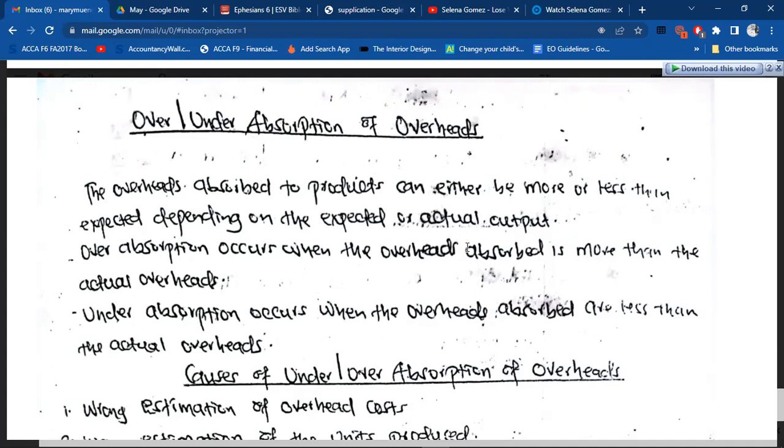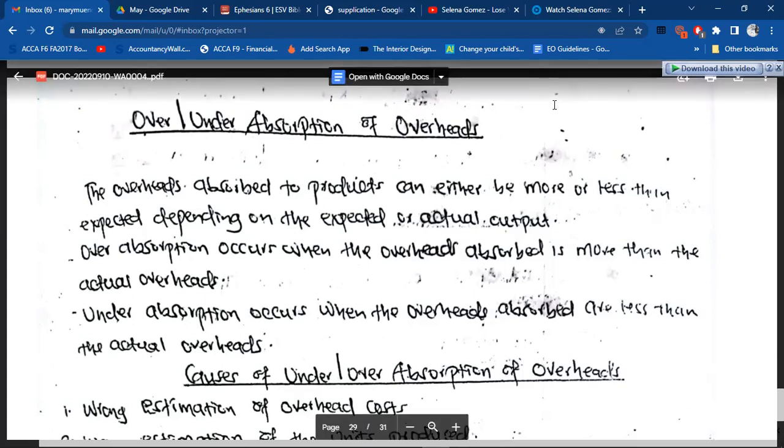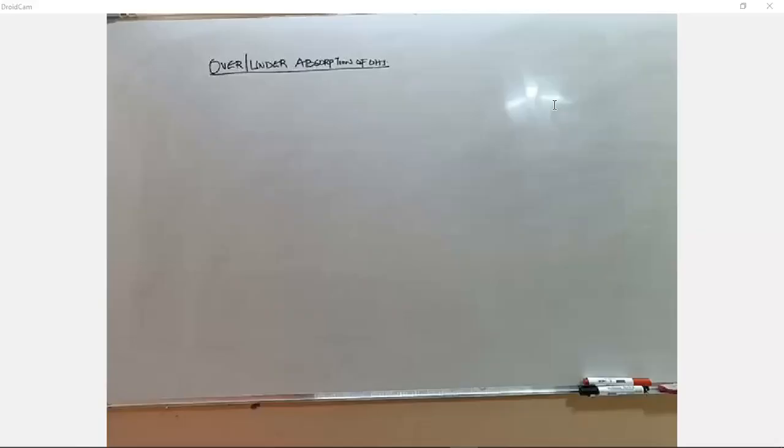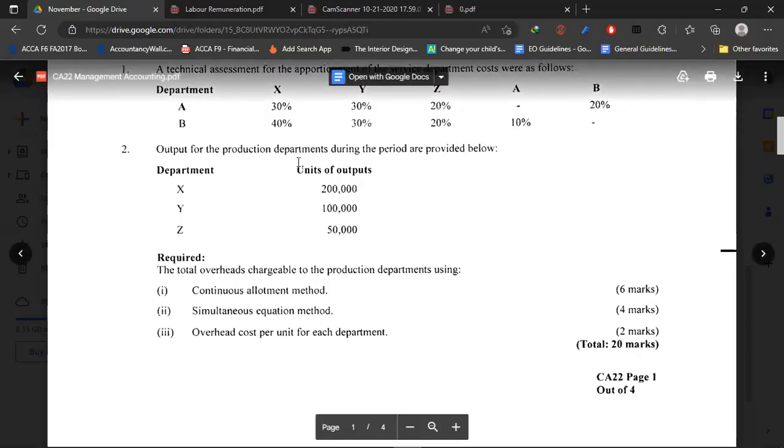But underabsorption occurs when the overhead absorbed are less than the actual overhead. What you budgeted is less than the actual. To understand this further, because nataka uelewe vizuri, wacha nikupeleke hapa kwa board. Hapana, sitaki kupeleka kwa board. Wacha tuende kwanza kwa swali direct, so that tuelewane vizuri.